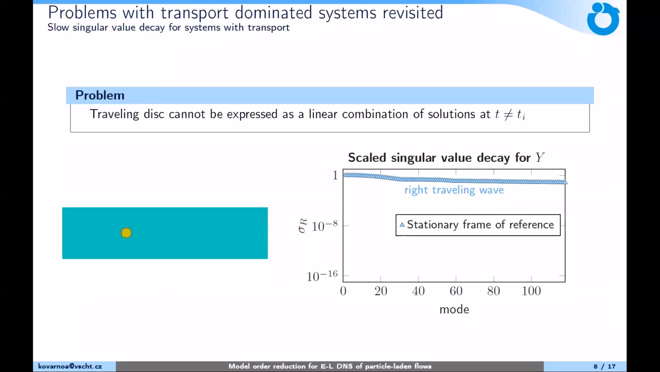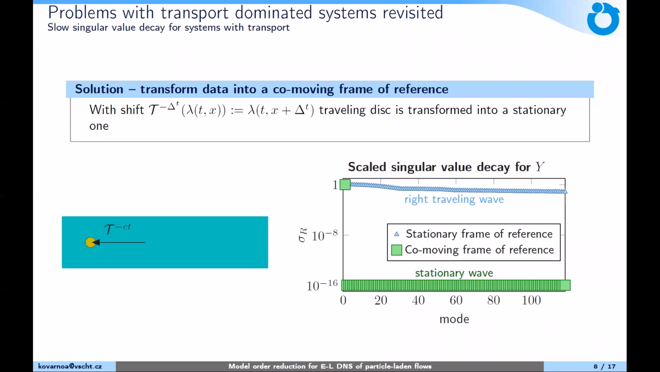The problem with transport is that the traveling disk cannot be expressed as a linear combination when we look at it from a stationary frame of reference. However, we could choose another frame of reference. We could choose a frame of reference that would be traveling along with the disk, and from the point of view of an observer in that frame of reference, the disk would appear to be stationary. It would be just one stationary spatial structure, and that means one non-zero singular value.